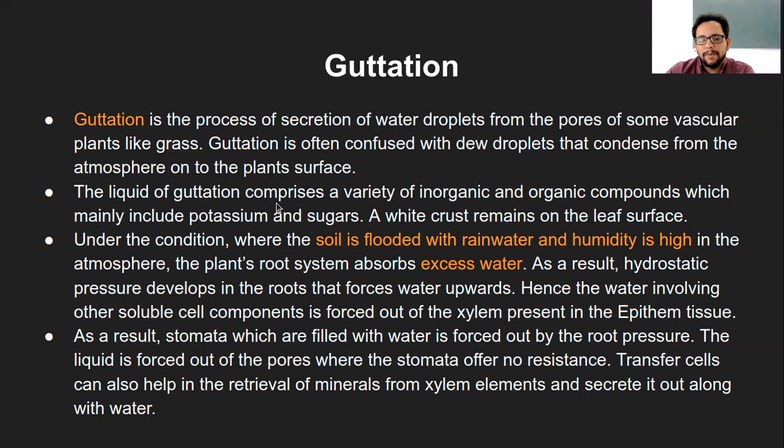So the liquid of guttation comprises a variety of inorganic as well as organic compounds. Now you can simply imagine, it is in connection with the xylem tissue. Xylem is responsible for conducting certain molecules. Whenever that is in excess and the water is in excess, it will be pushed out through the margin of the veins or the margin of the leaves, and that way it will also create a white crust remaining on the leaf surface.